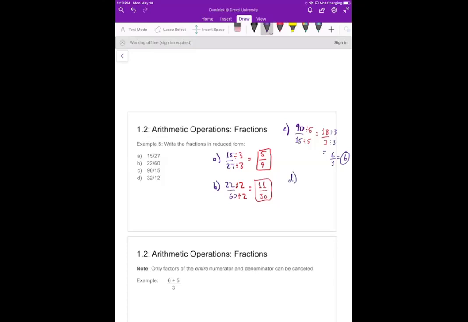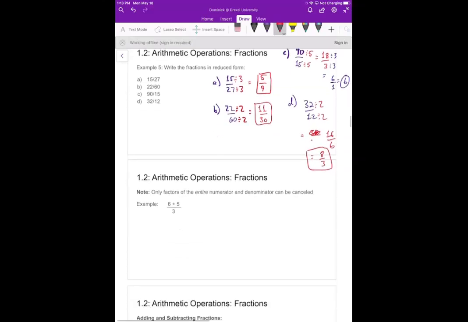All right, and then last but not least, part D, we have 32/12. In that one, we can divide the top and the bottom each by 2 again. Let's just do it. Sorry, I divided by 2, so I got 16/6, but then we can divide by 2 again, and we get 8/3. All right, and those are some examples of obtaining reduced form.